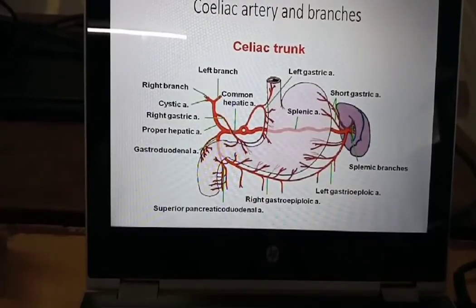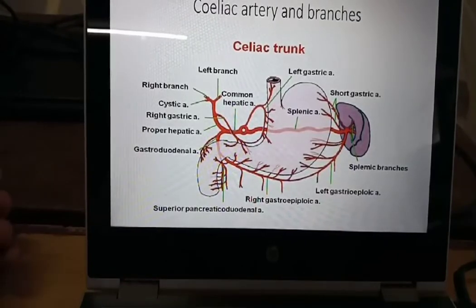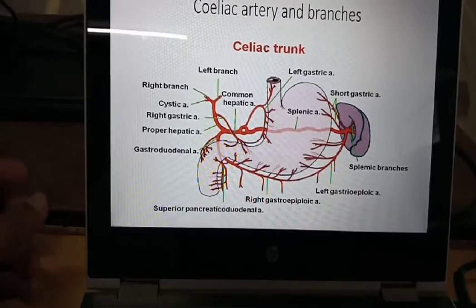Okay. Here it is the celiac artery and branches. The celiac artery is the artery of the foregut. It supplies part of the esophagus, the stomach, the first and the second parts of the duodenum. Okay. And also the spleen. You can see how it supplies the stomach. It supplies the stomach by two different arteries.